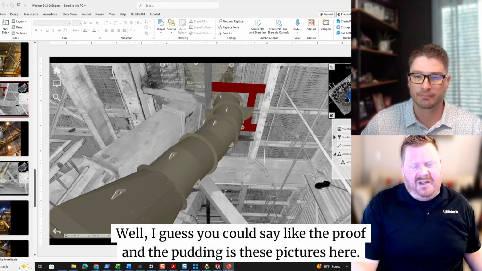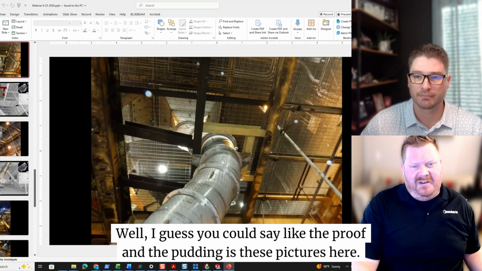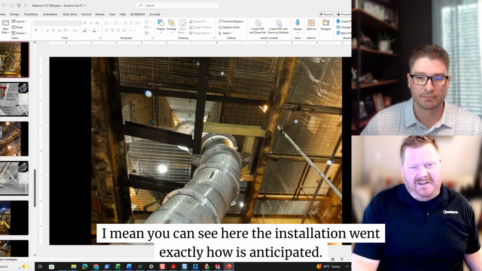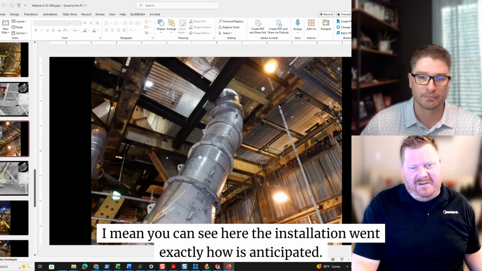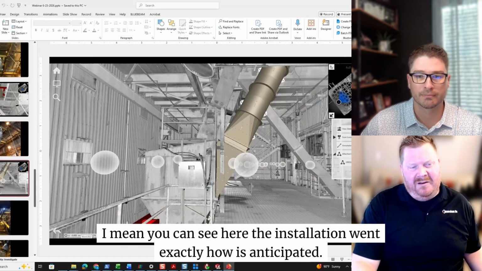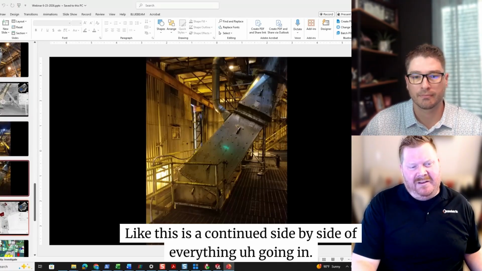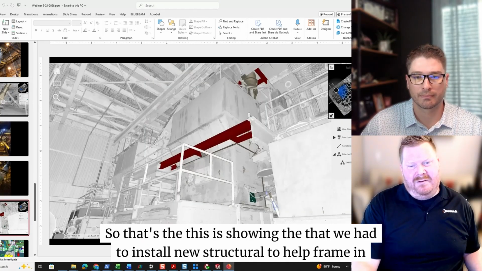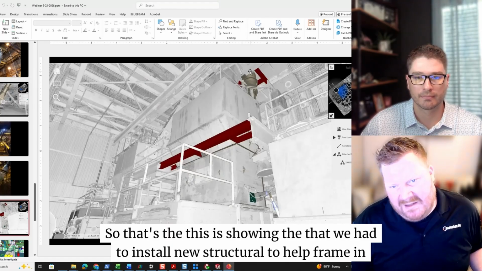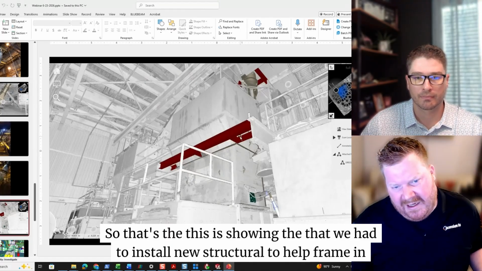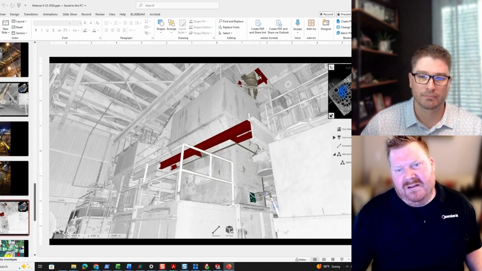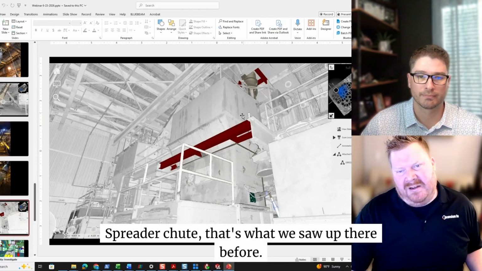Well, I guess you could say the proof is in the pudding with these pictures here. You can see the installation went exactly as anticipated, being able to see ahead of time where things are going. This is a continued side by side of everything going in. This is showing that we had to install a new structural to help frame in the spreader chute. That's what we saw up there before.